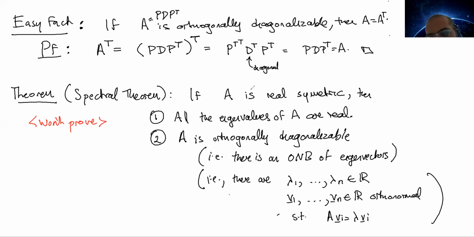But I will prove a tiny piece of it, just to give you a hint of why symmetry comes in. I'm sorry, the v's are n of them. My bad. So that's the statement of the spectral theorem. Are there any questions about the statement before I prove a small piece of it?